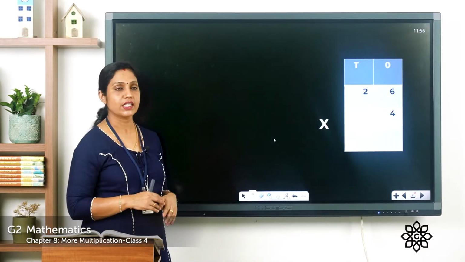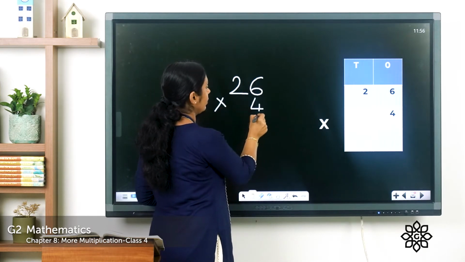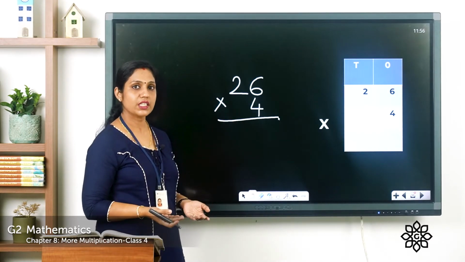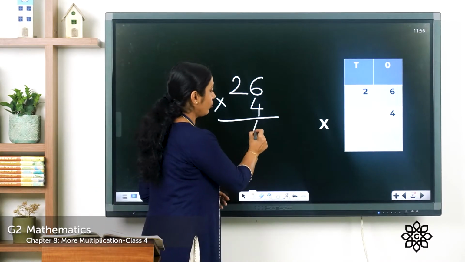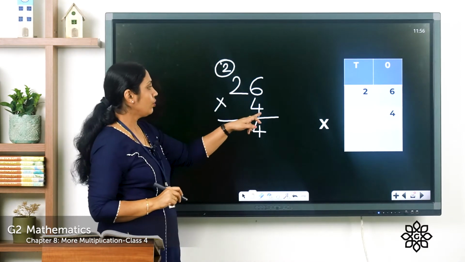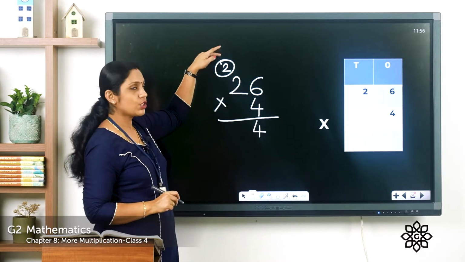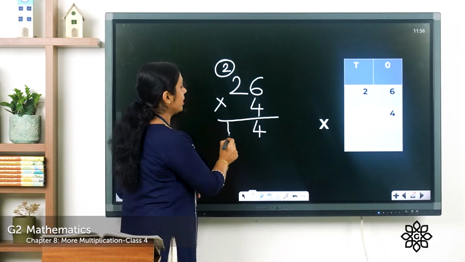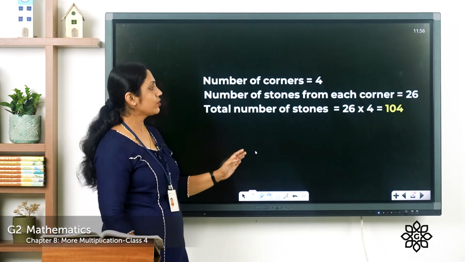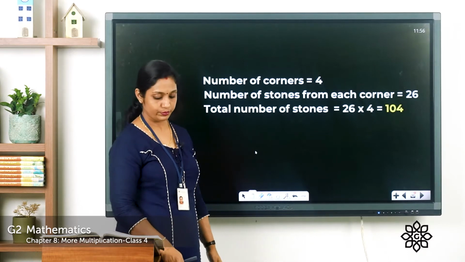Now let's multiply 26 into 4. So we'll start from the ones place. 4 into 6. 4 6s are 24. Write 4 here under the ones place and 2 will carry over to the tens place. Now we have to multiply 4 with the tens place. 4 2s are 8. 8 plus 2 is equal to 10. So write 10 and we get the answer 104. So the total number of stones is equal to 26 into 4 is equal to 104.